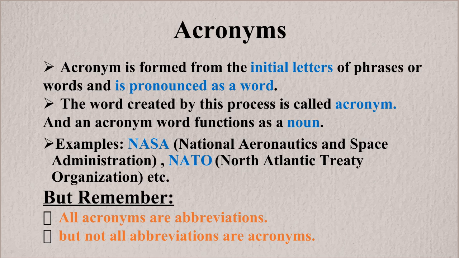For example, the acronym NASA is the short form of National Aeronautics and Space Administration, as can be seen clearly that initial letters from each word have been taken in capital form, and by combining them make up the acronym word NASA. Another example is NATO. It is the short form of North Atlantic Treaty Organization, etc. But remember, all acronyms are abbreviations, but not all abbreviations are acronyms.